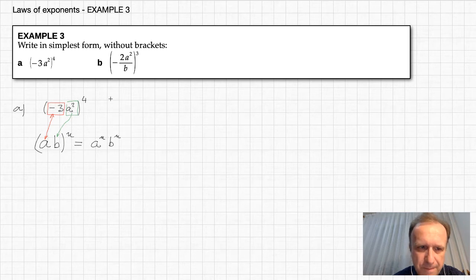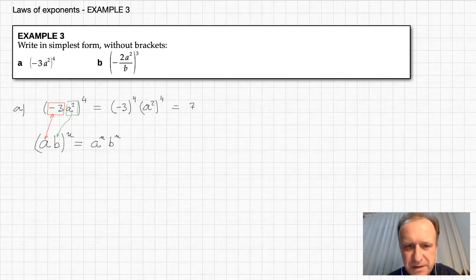Okay, so according to this law, this should be minus 3 to the power of 4 times a to the power of 2 all raised to the power of 4. So this is the first step in our simplification. Now, if you want to evaluate minus 3 to the power of 4, you know that it's going to be positive, because it's a negative number multiplied by itself an even number of times.